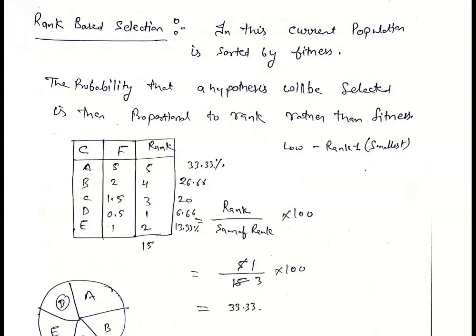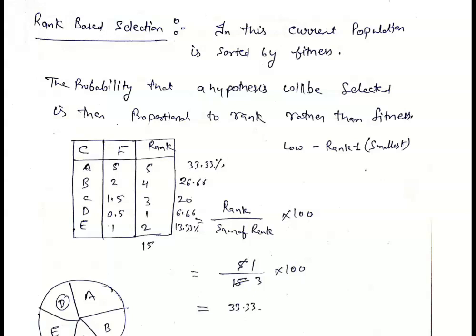Now the next method is rank based selection. In the table, C represents chromosome and F is the representation of fitness value. In the previous table we have seen this table also: the fitness value of chromosome A is 5, B is 2 and C is 1.5 and D is 0.5 and E is 1. We have selected the rank. Rank is assigned by the value, the lowest value is assigned rank 1. So 0.5 is the minimum value, so we have assigned rank 1 here.